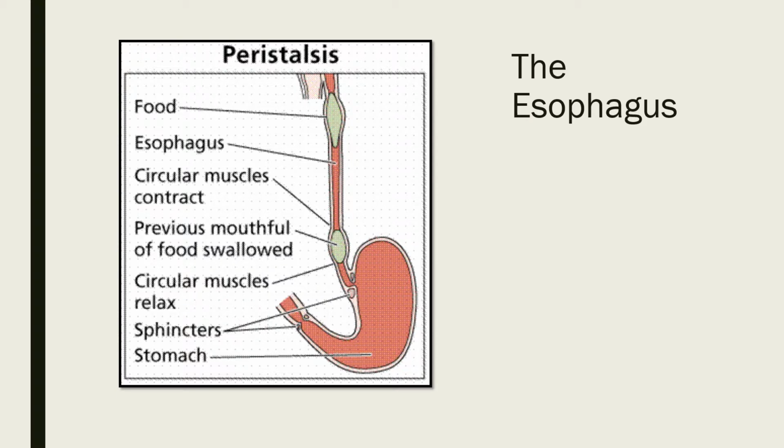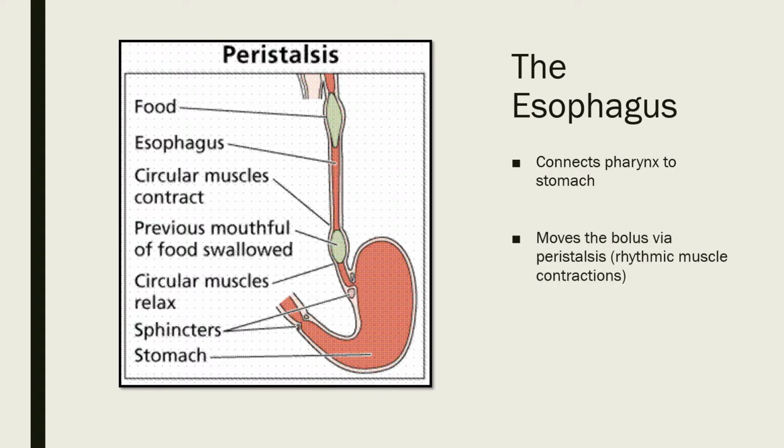Alright, so the bolus has now passed through the pharynx into the esophagus. The esophagus just connects the pharynx to the stomach. Food, or the bolus, moves through the esophagus via peristalsis, which is just rhythmic muscle contractions. The bolus is then going to move through the esophageal sphincter at the very end of the esophagus into the stomach.